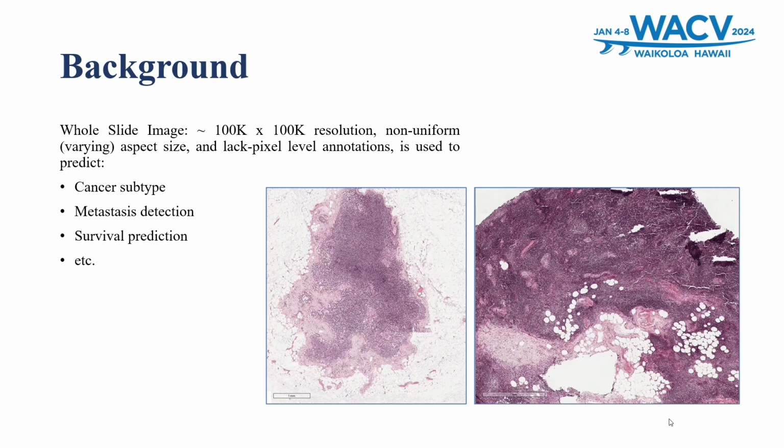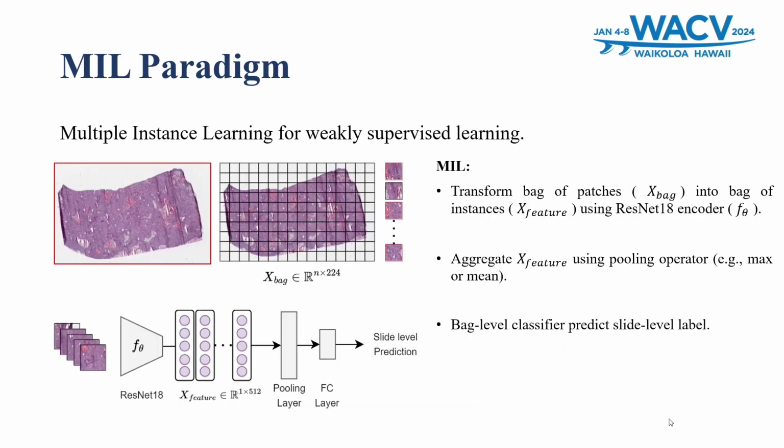The whole slide image is represented in gigapixel resolution, has non-uniform size, and also lacks pixel-level annotation. These images are used to predict the cancer subtype, metastasis detection, survival prediction, etc. Based on this, multiple instance learning is the exact solution for weakly supervised learning.